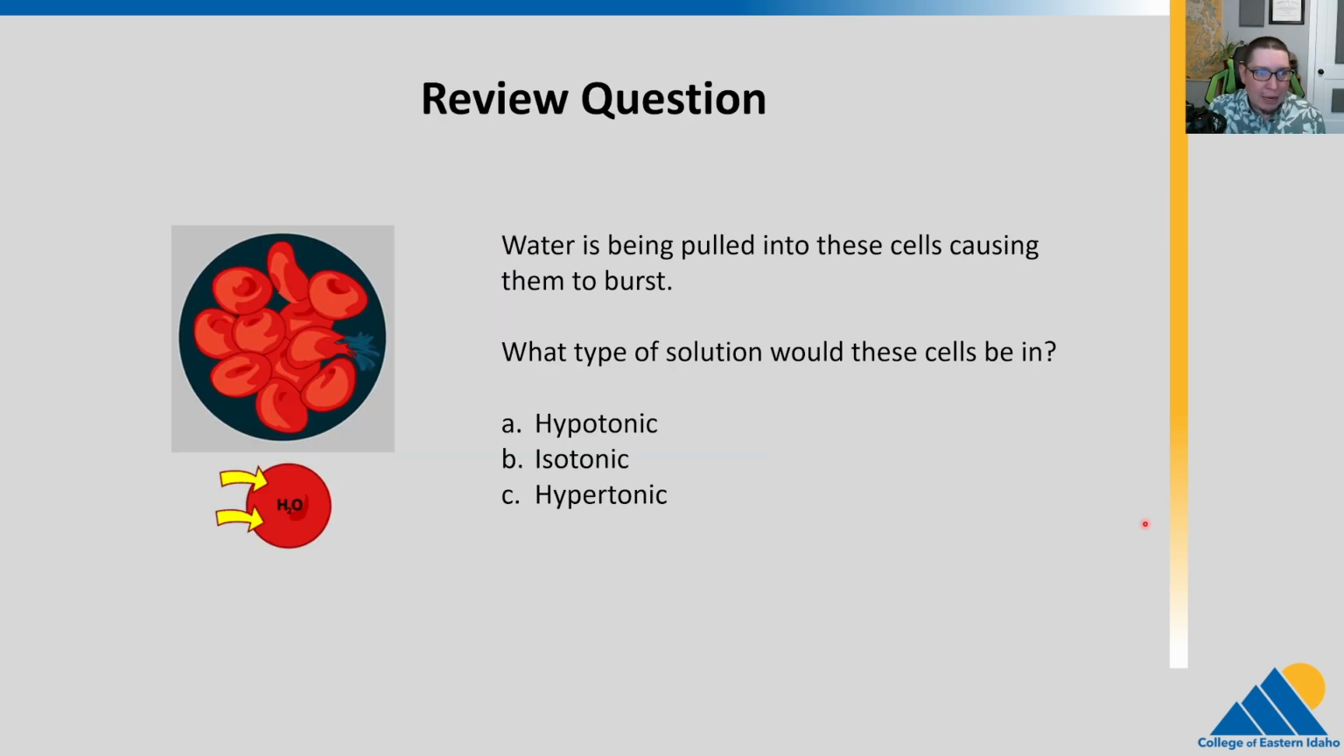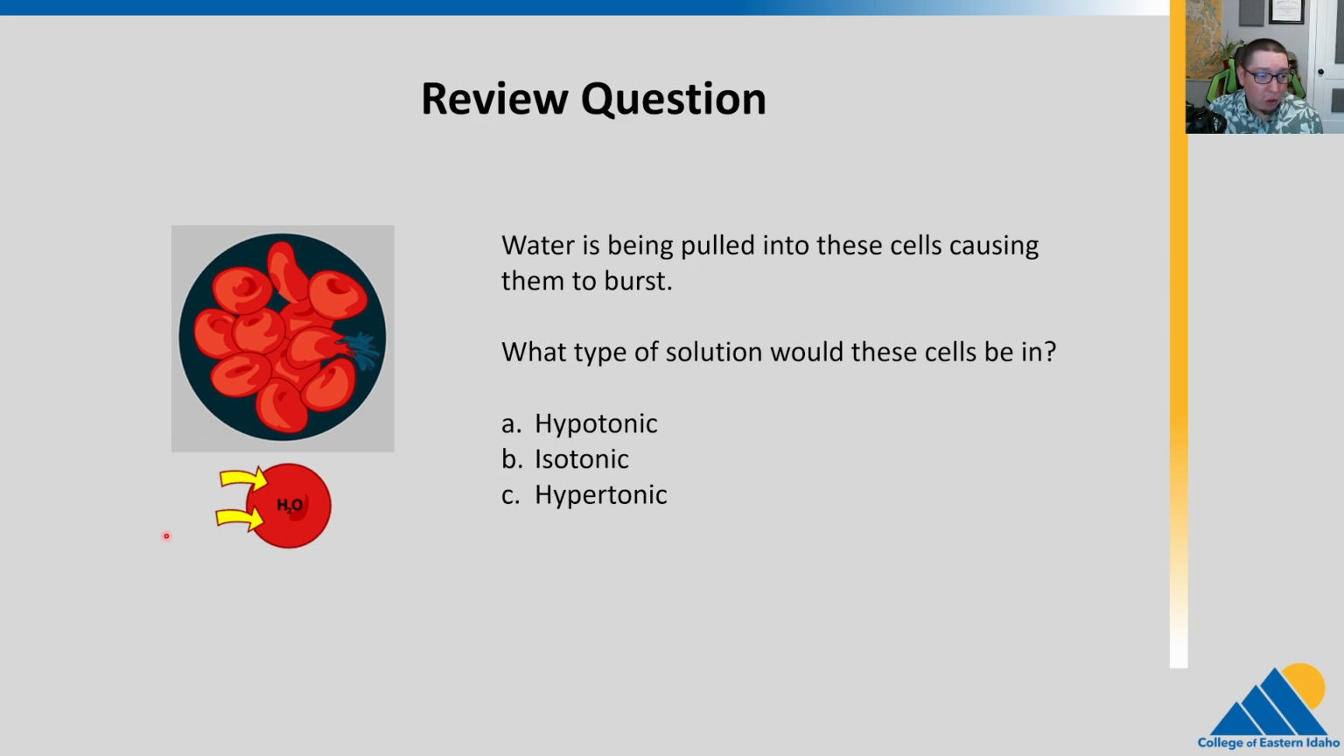Let's go ahead and do a review question here before we finish up. I have an example here of some red blood cells. In these red blood cells, water is being pulled into the cells, causing them to burst. What type of solution is surrounding these cells? Is it hypotonic, isotonic, or hypertonic? Go ahead and think about that. Pause the video.